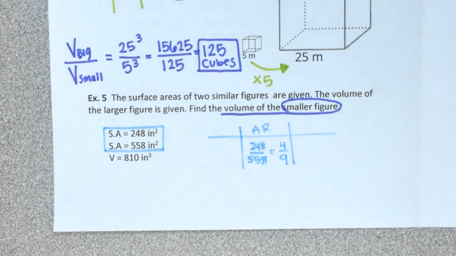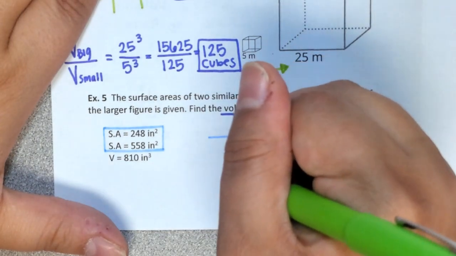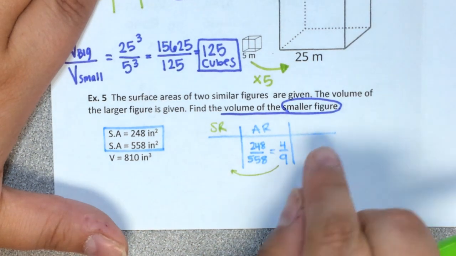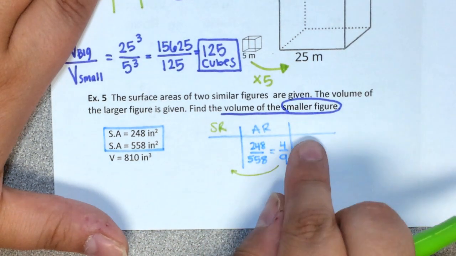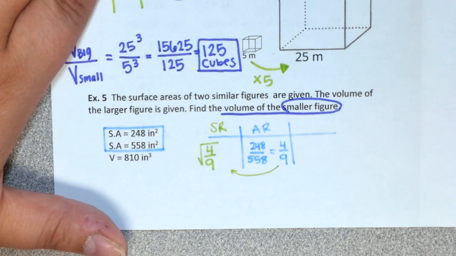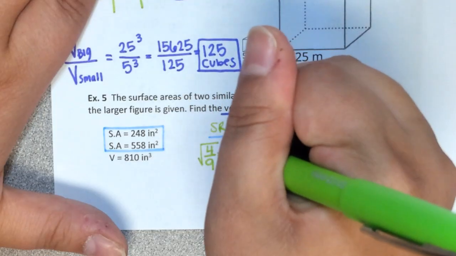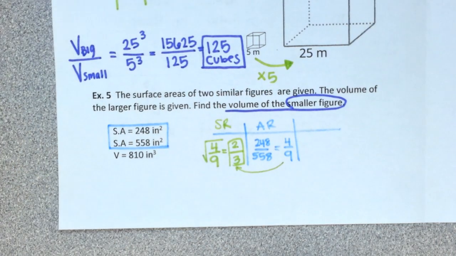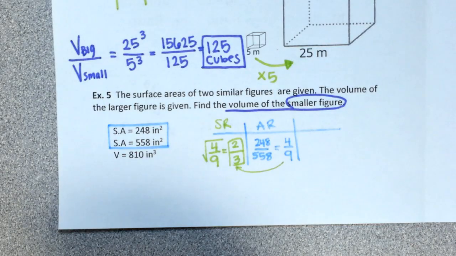How does that help me? How do I now go backwards to find my similarity ratio? Why square root and not cube root? That's area, not volume. So instead of cube rooting, I'm square rooting. And the square root of 4, square root of 9 is 2/3. Is that my answer? What do I now need to do?